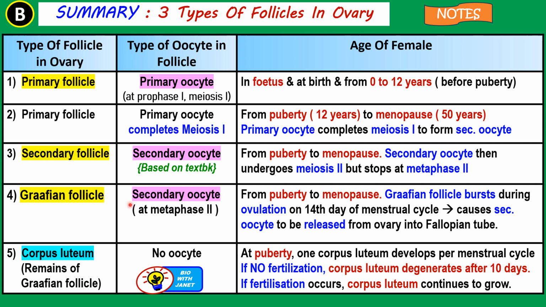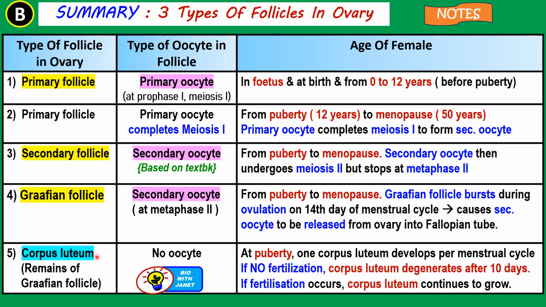And the Graafian follicle contains the secondary oocyte at metaphase 2 stage. All right, it has not completed meiosis 2, so it's still called secondary oocyte. Now, the Graafian follicle will burst during ovulation on the 14th day of the menstrual cycle. This causes the secondary oocyte to be released from the Graafian follicle in the ovary into the fallopian tube.